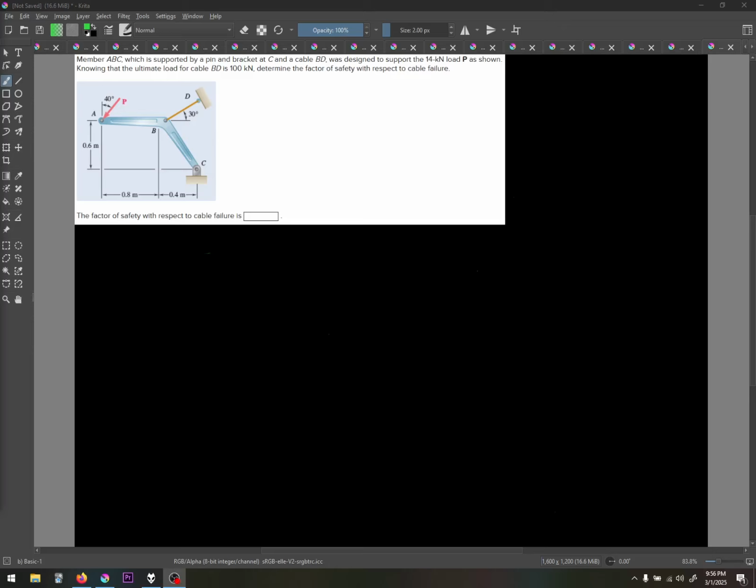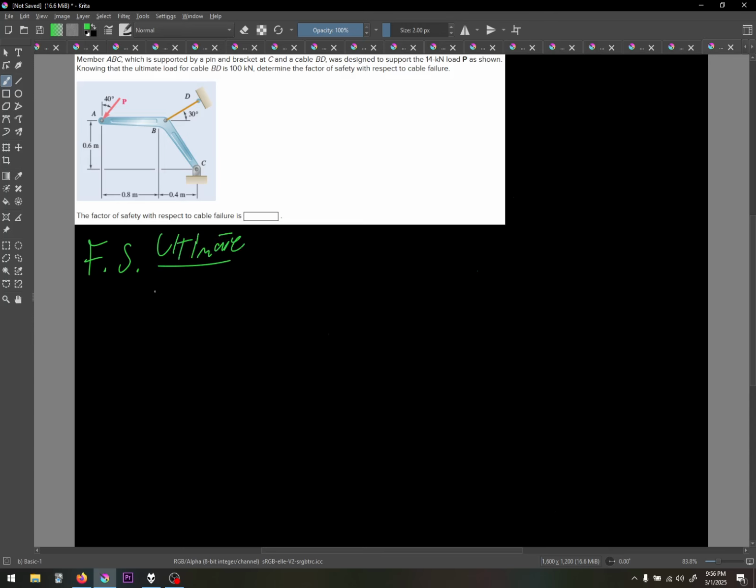All right, here's a pretty cool one. This one's to do with the factor of safety, which is the ultimate over the allowable stress. So the ultimate is given here, 100 kilonewtons. And the allowable is given to us as the 14 kilonewton load at P.